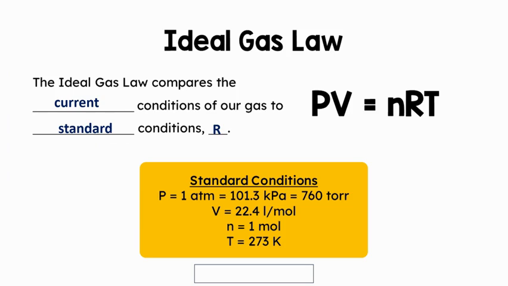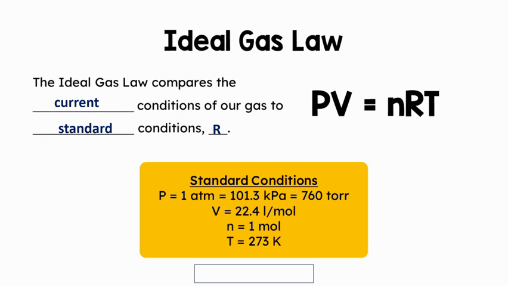If you need to use the standard conditions, P is for pressure. If it's atm, it'll be 1. If it's kilopascals, it'll be 101.3. If it's torr, it'll be 760. The volume is 22.4 liters per mole at a standard condition. A standard condition for amount would be 1 mole, and the standard temperature is 273.